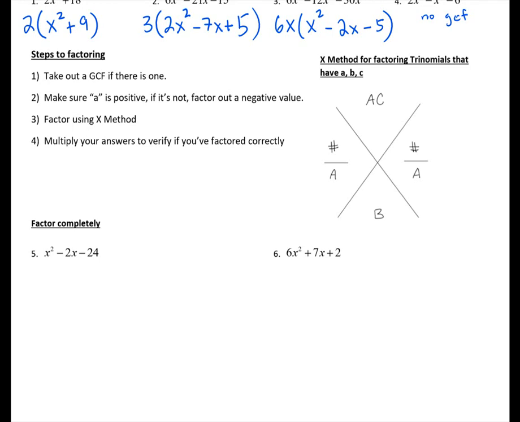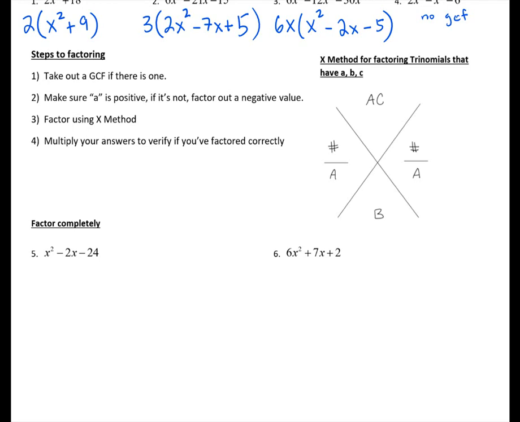Okay. Now I factored using the X method. There's lots of different ways to factor. I feel it's the easiest way for students to understand it. But keep in mind, there are many methods, and if your previous teacher might have taught you a different method, as long as you know how to factor correctly, you can use that way. That's perfectly fine. All right, so I'm going to factor number 5 here.